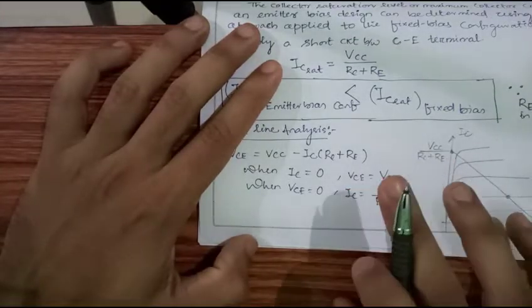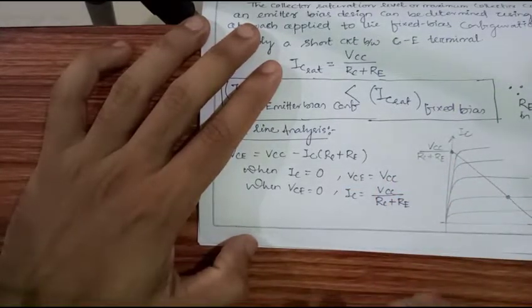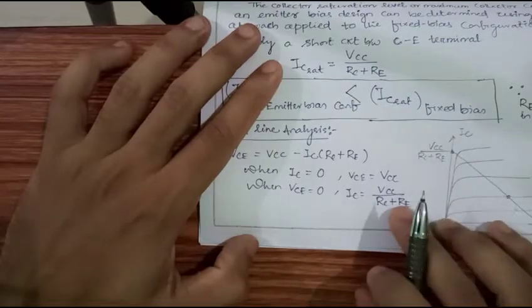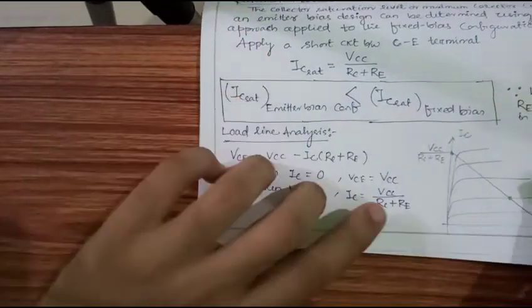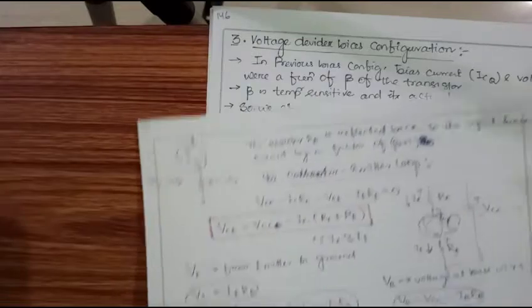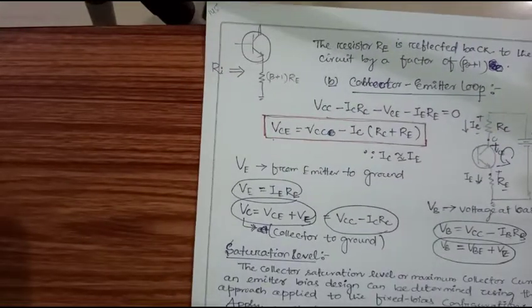Every time you compare any bias you are studying, starting from the fixed bias, emitter bias, voltage divider bias, you can compare each and every one, so that it will become easy for you to remember. So this is VCC upon RC plus RE. These are the things that we have completed.